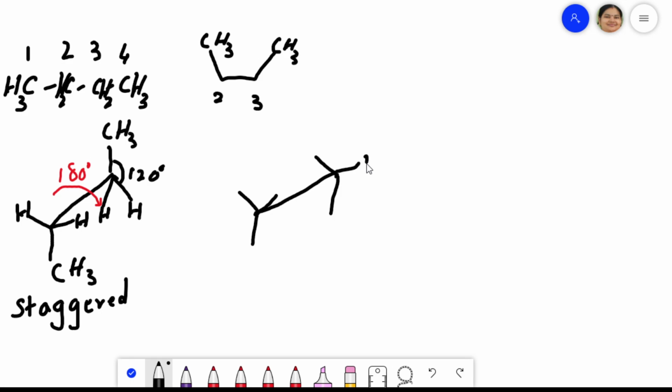This way I have rotated it by 180 degrees. This becomes CH3, this is hydrogen, this is hydrogen, and that is your CH3. So you are rotating the C-C single bond. You take one point and rotate, and that results in an eclipsed structure. That's your Sawhorse projection. So let us see conversion of Sawhorse to Newman.